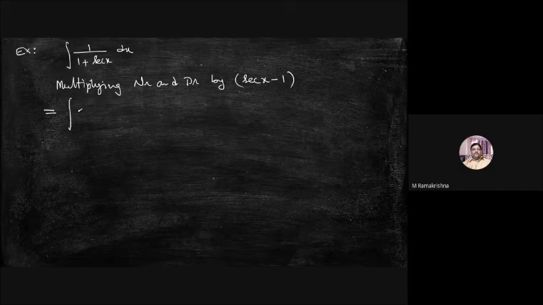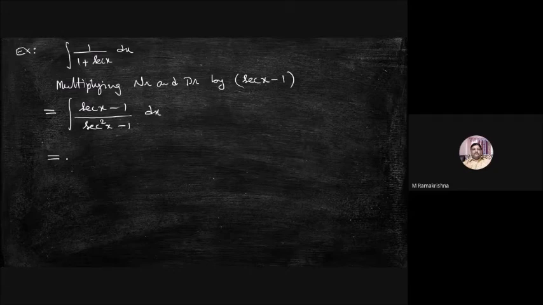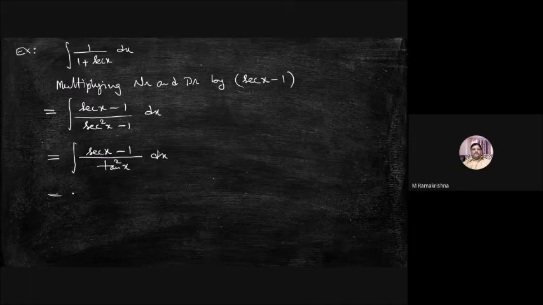Now what happens to that? Secant x minus 1 by secant square x minus 1. Now this will become integration of secant x minus 1 by tan square x dx. Now I'm separating that: integration of secant x by tan square x minus 1 by tan square x.